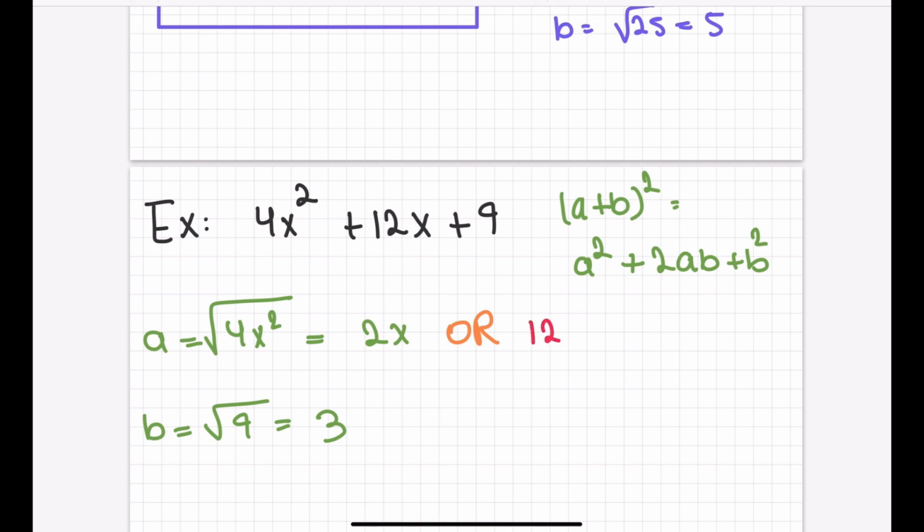12x equals 2ab. So you're going to divide both sides by 2. So you're going to have 6x equals ab. And since you know your b is 3, so you're going to realize you know what? This is kind of confusing for you. Forget about it.